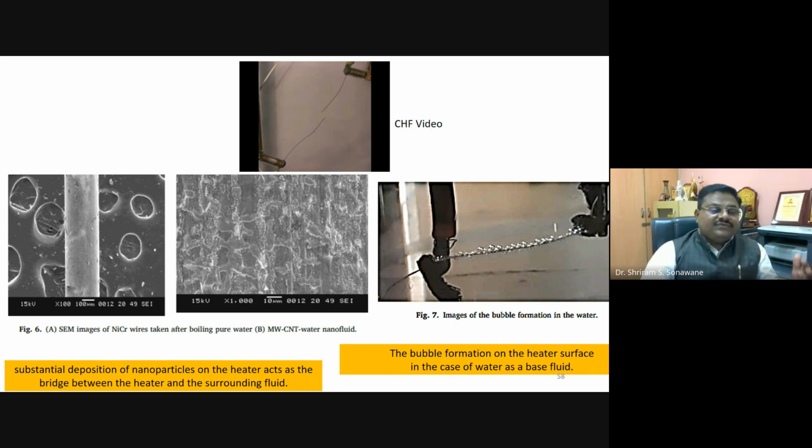Substantial deposition of nanoparticles on the heater acts as a bridge between the heater and the surrounding fluids. This affects bubble formation on the heater surface in the case of water as a base fluid, and we have also enhanced the thermal limit by using nanofluids of the particular geometry. Next slide, please.